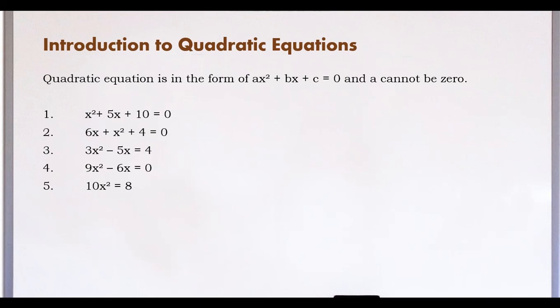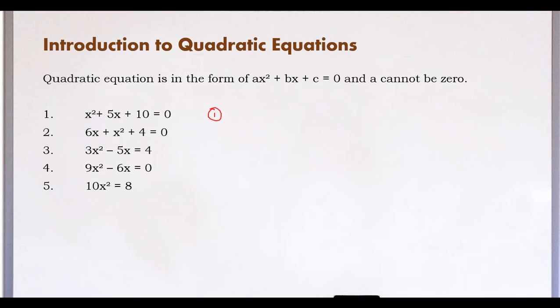Now, let us transform the following equations into standard form. Remember that the standard form of a quadratic equation is ax squared plus bx plus c equals 0. All of the terms should be on the left side, and then it is equated to 0. All right, let us answer number 1.